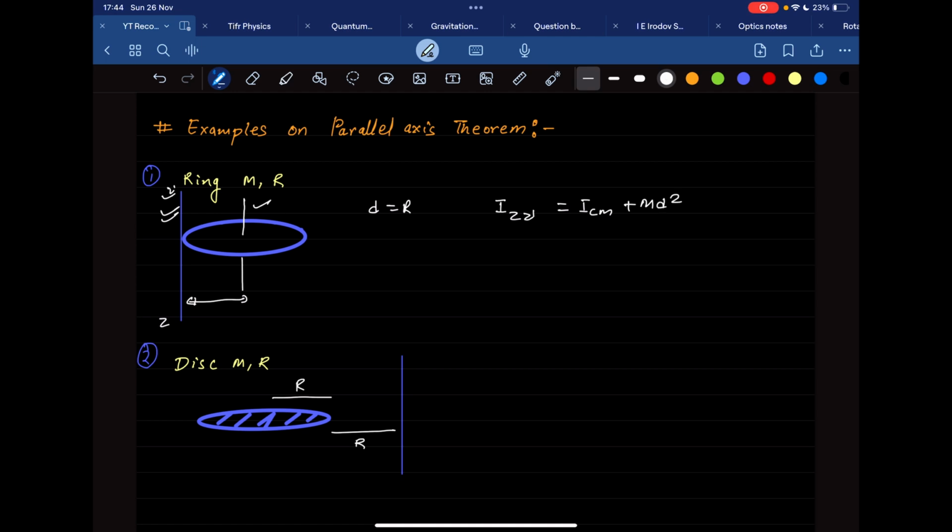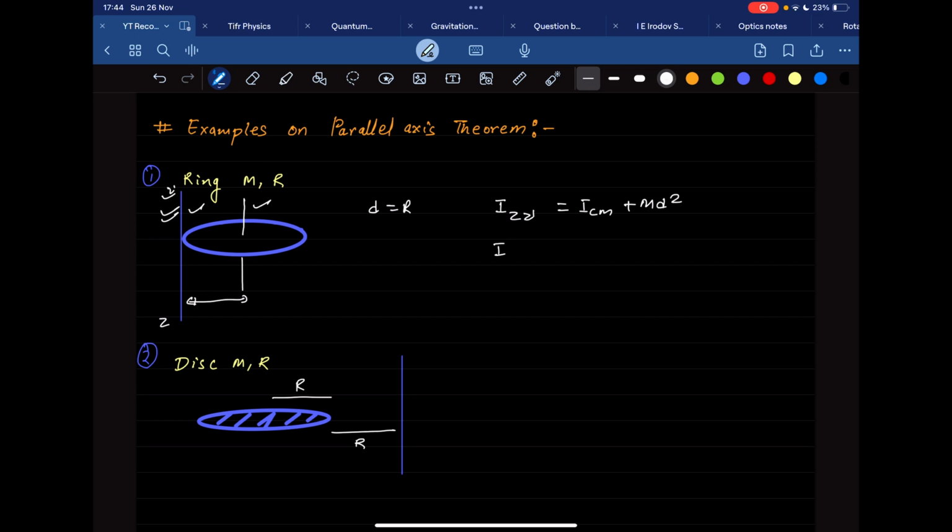Look here, I center of mass doesn't mean about any axis through the center of mass. That is not the case. I center of mass means the moment of inertia about the center of mass, about an axis which is parallel to the given axis, like you can see in this case.